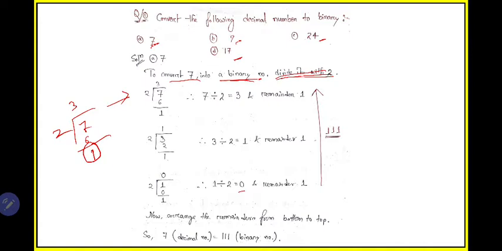Right hand side, the remainder. So if you divide, again we are writing the same thing for our understanding purpose. We are dividing 7 by 2, okay, right? So the result is 3 and the remainder is 1. We are writing the remainder on the right hand side, okay.